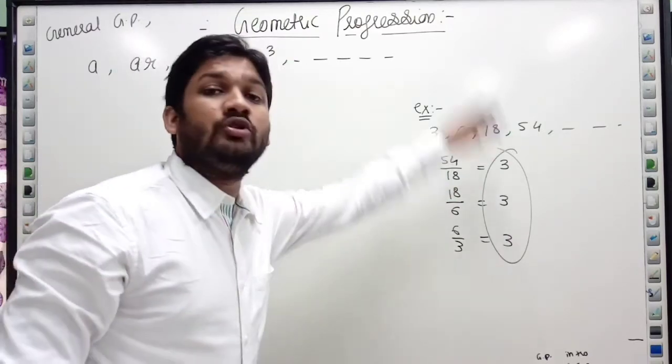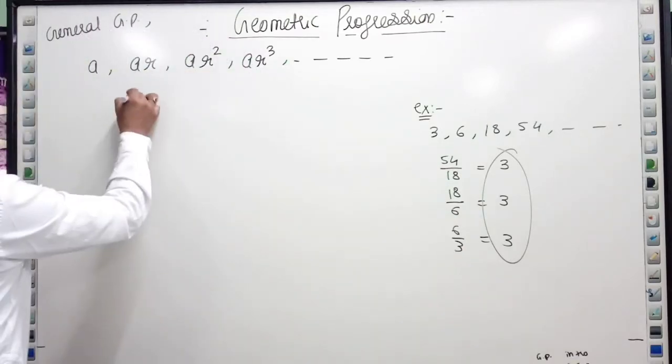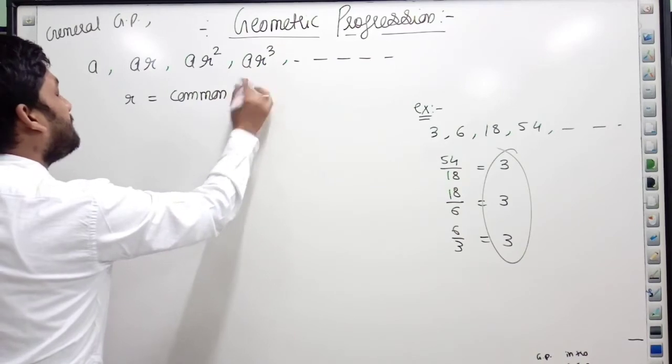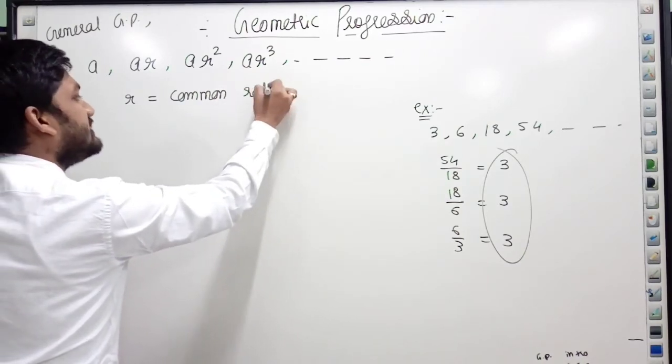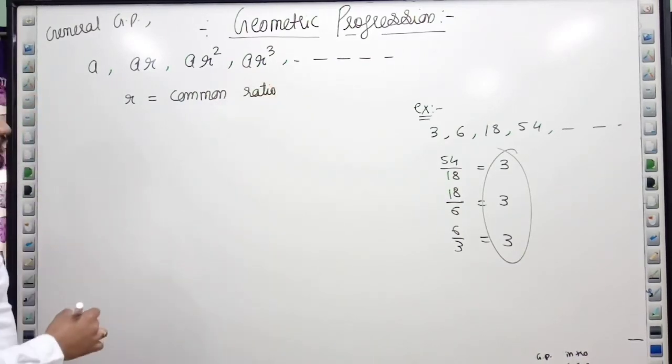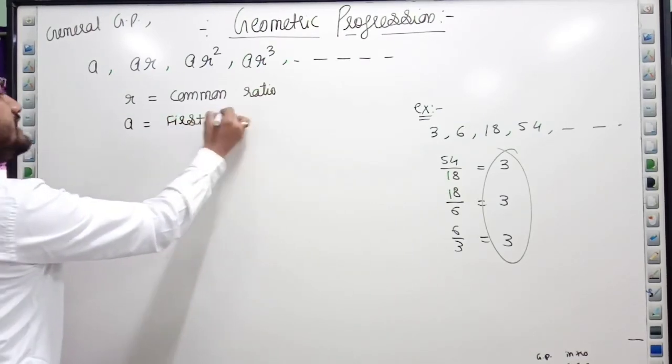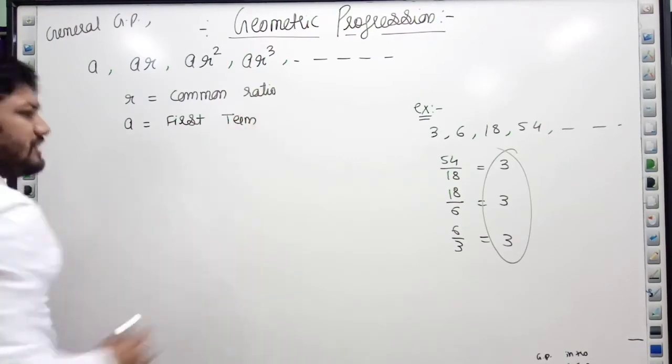Now this ratio is named R. R is what? Common ratio. Like in AP we have a common difference, in GP we have a common ratio. And A is what? The first term.